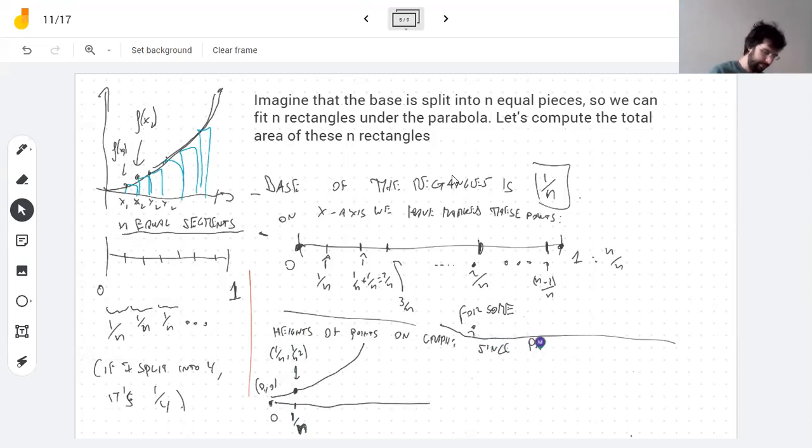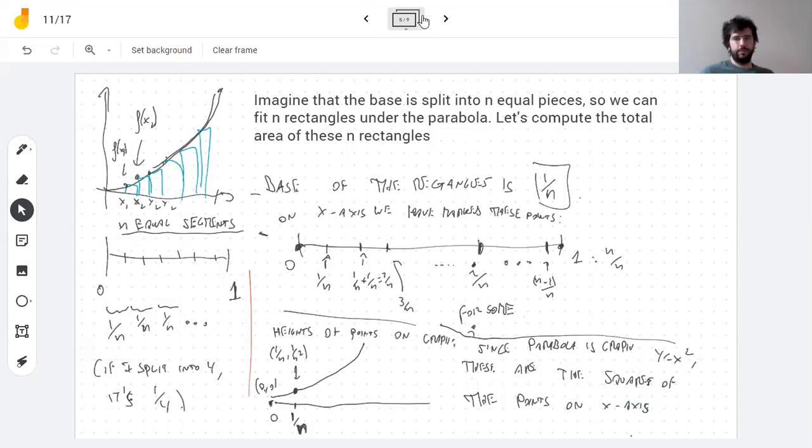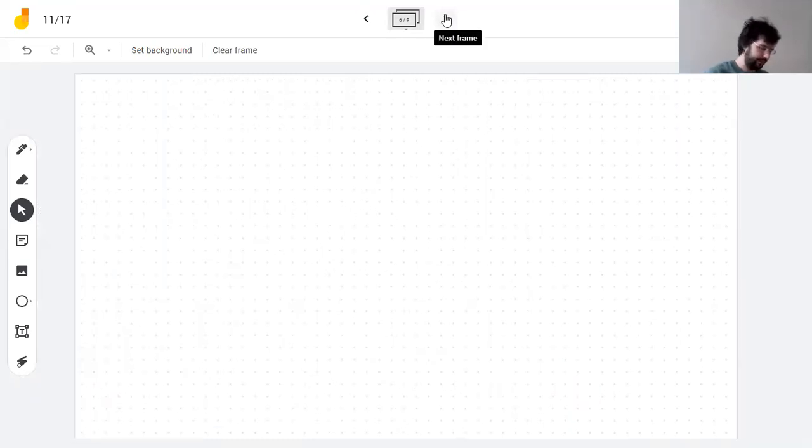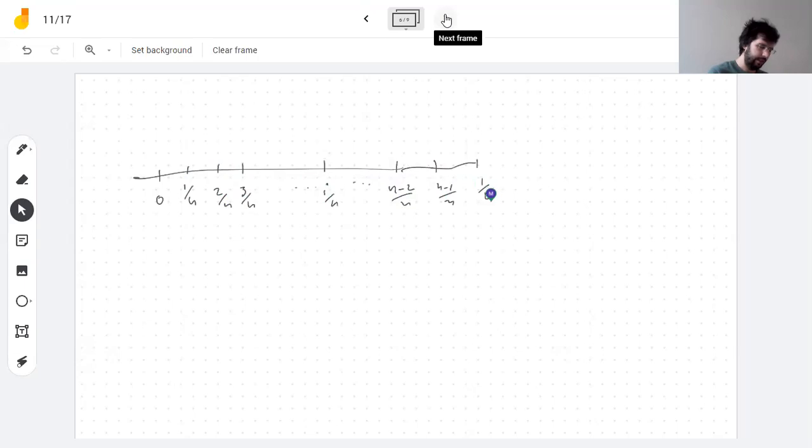Since the parabola is the graph of y equals x squared, these are the squares of the points on the x-axis. Okay, so I'm out of space, but that's what I gotta do. I gotta square. I have 0, 1 over n, 2 over n, 3 over n, i over n, something, n minus 2 over n, n minus 1 over n, n over n, which is 1.